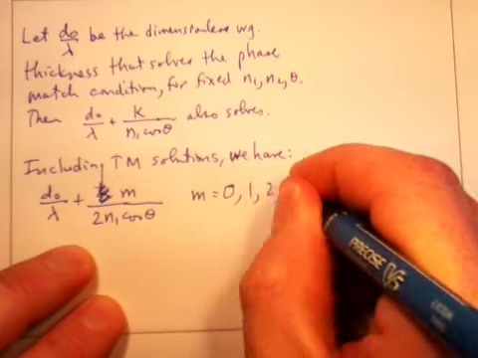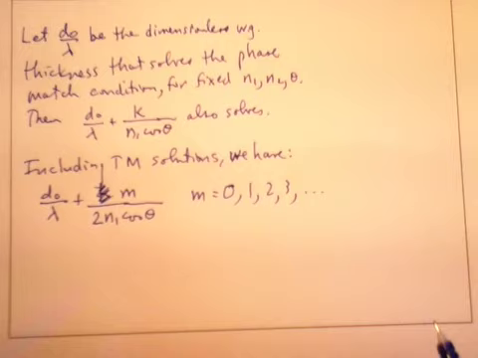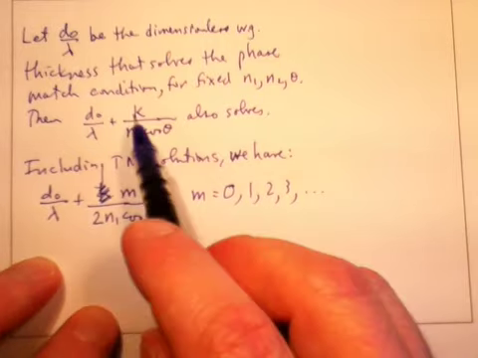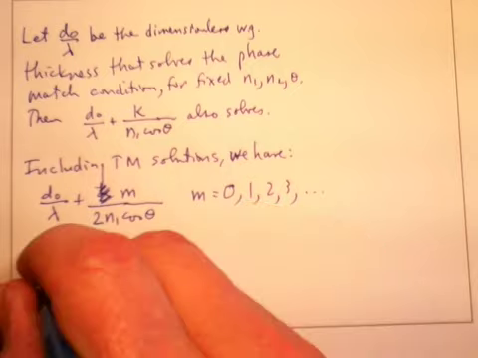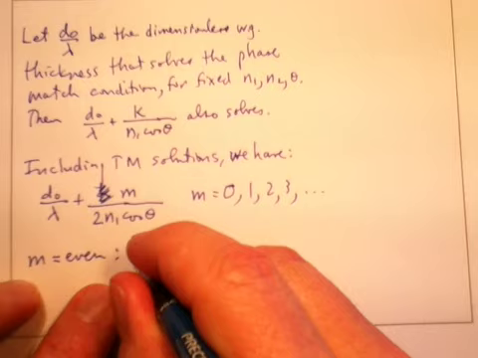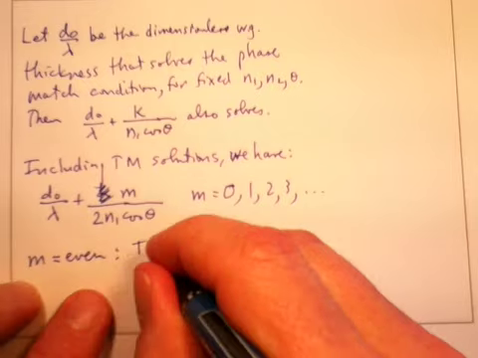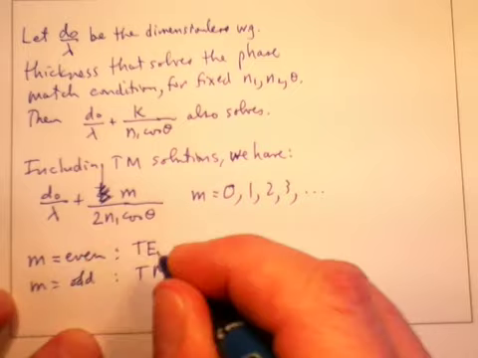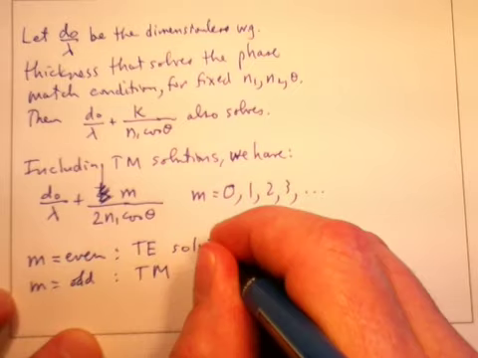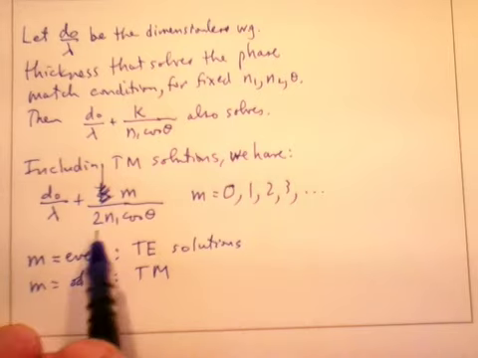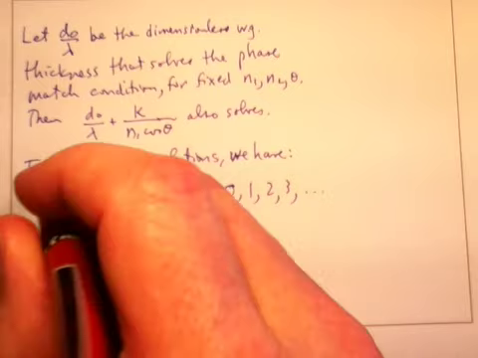Okay, and when m was even, 0, 2, 4, we had the TE solutions, and when m was odd, we had the TM solutions. And so this is the important equation that we want to derive.